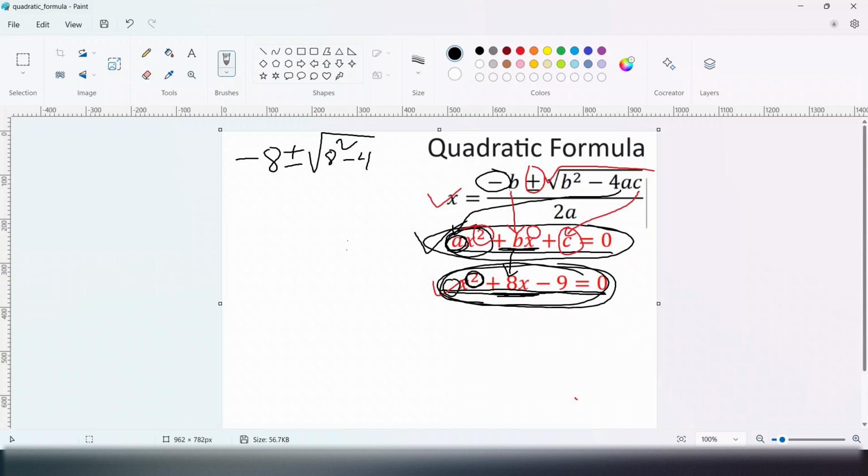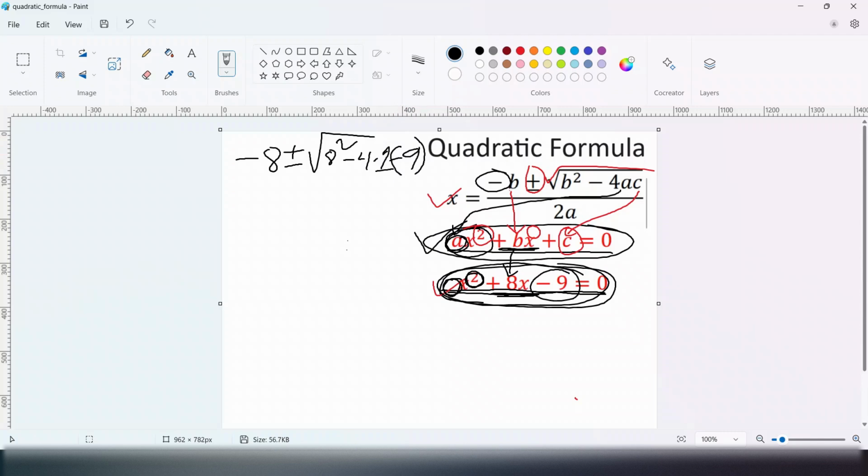So what is the value of a here? You do not see a number here, so there is an invisible one, right? So 1. Okay, so the value of a is 1. Then you have c. What is the value of c? Yes, remember the value of c is -9, so do not forget the minus sign.